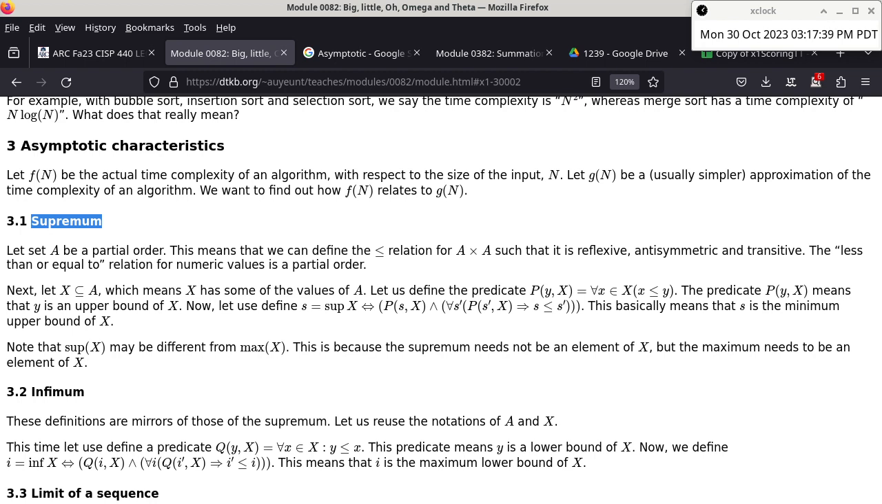What does that mean? Well, let's go over this again. The first part is pretty easy. Lowercase s is an upper bound of x. The second one basically says, if s prime is an upper bound of x, then we also want to make sure that s is less than or equal to s prime. What is the easier way to say this? It's the next sentence, by the way. S is the minimum upper bound of x.